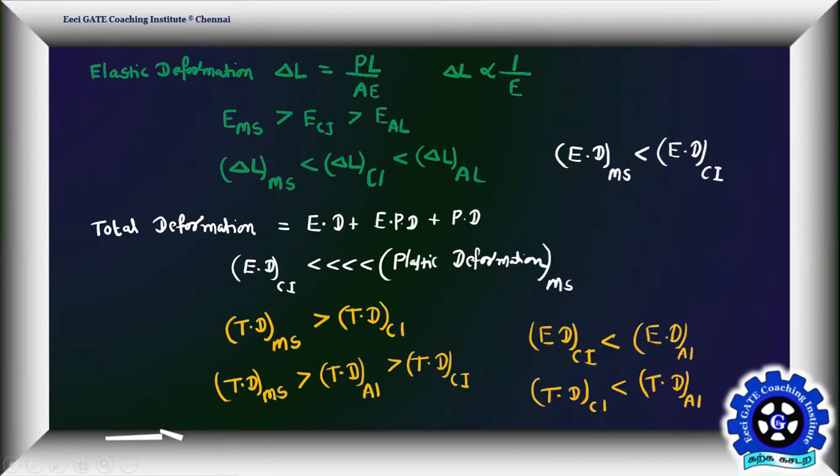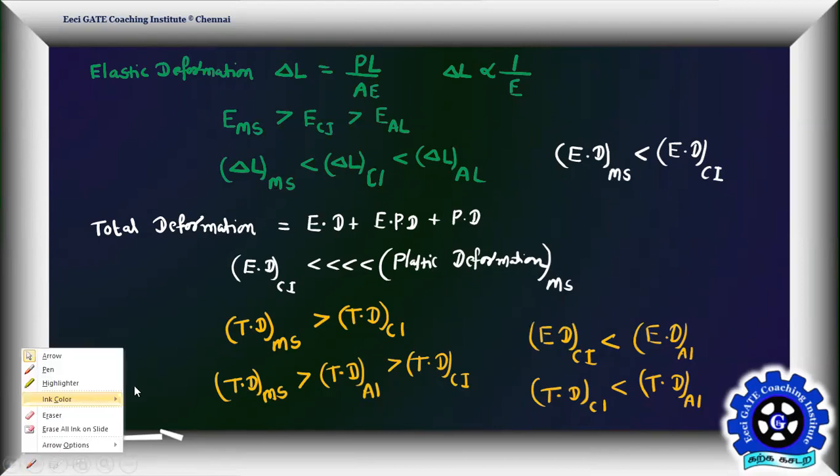This is all about stress versus strain diagram for mild steel, cast iron, and aluminum. Any doubt so far? These two are very important questions. Just have a look at which question is asked in the exam, whether they are talking about elastic deformation or total deformation. Accordingly, we need to click the answer. Elastic deformation of mild steel is less than cast iron and less than aluminum. You should know. Clear now? Understood? Yes, sir.